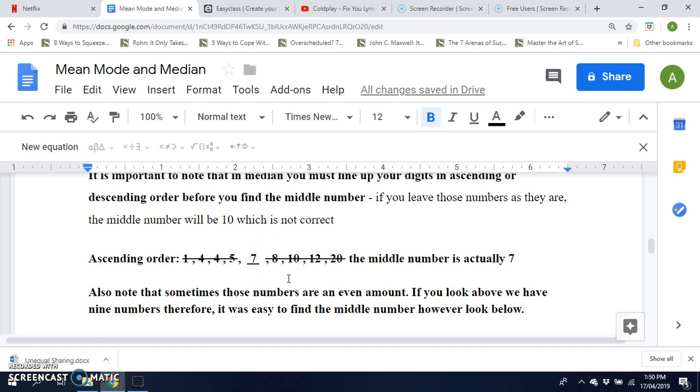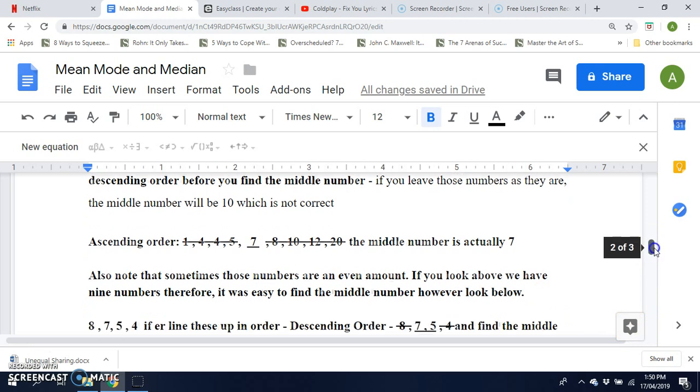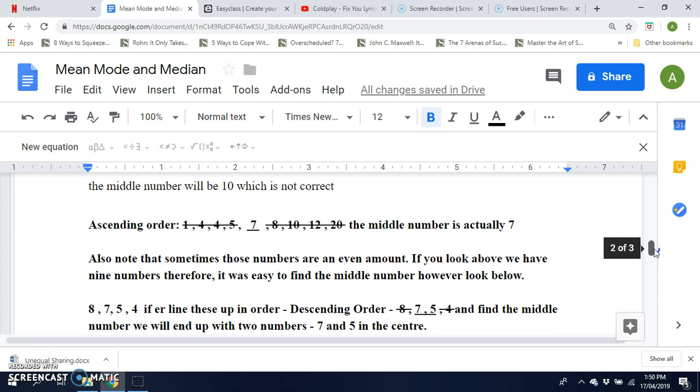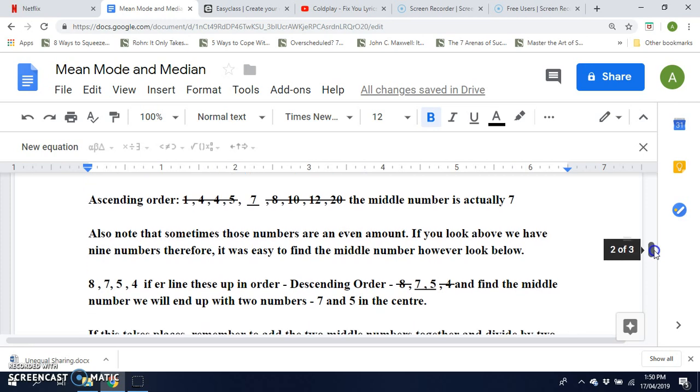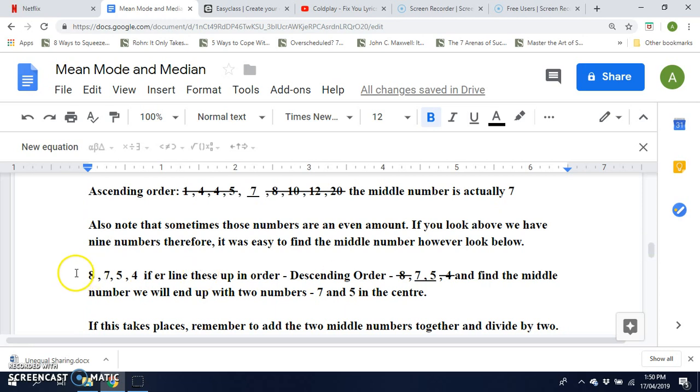It is also important to note that in this case there are 9 numbers. So it's easy to find a middle number when there are 9 numbers. But if the numbers are even, meaning if I have 8 numbers, 6 numbers, 20 numbers, that's an even amount. Look at what happens. You will see here, look at this amount. You have 8, 7, 5, and 4.